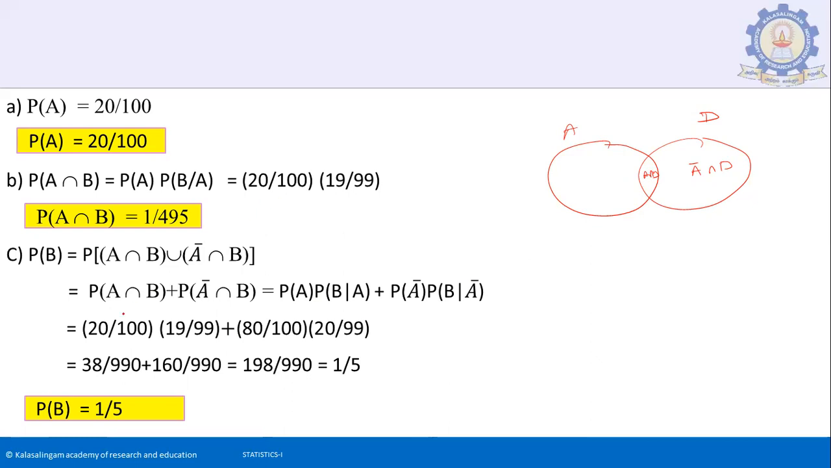So I can use the fourth axiom: P of A intersection B plus P of A bar intersection B. A is defective, A bar is good. So let us apply the product rule: P of A into P of B given A plus P of A bar into P of B given A bar. That leads to 20 by 100 into 19 by 99, plus 80 by 100 into 20 by 99. That is 38 by 990 plus 160 by 990, totally 198 divided by 990. It is 1 by 5.